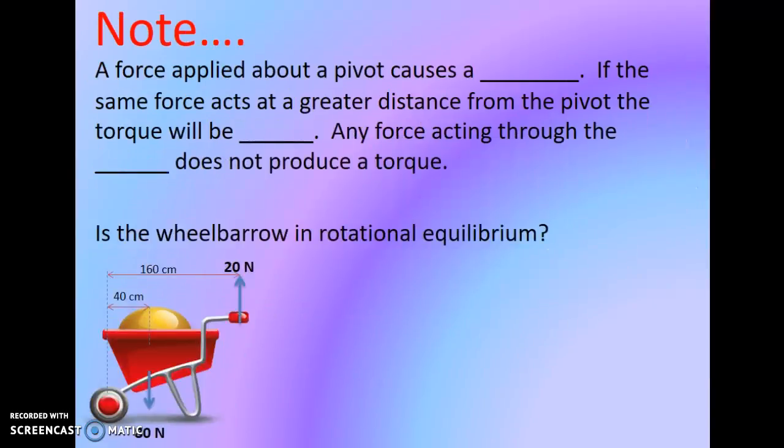So to summarize, a force applied about a pivot causes a moment or a torque. If the same force acts at a greater distance from the pivot, then the torque will be larger, and any force acting through the pivot does not produce a torque. So what would that answer be, if it's acting through the pivot? Right. Maybe you want to write that last sentence down.